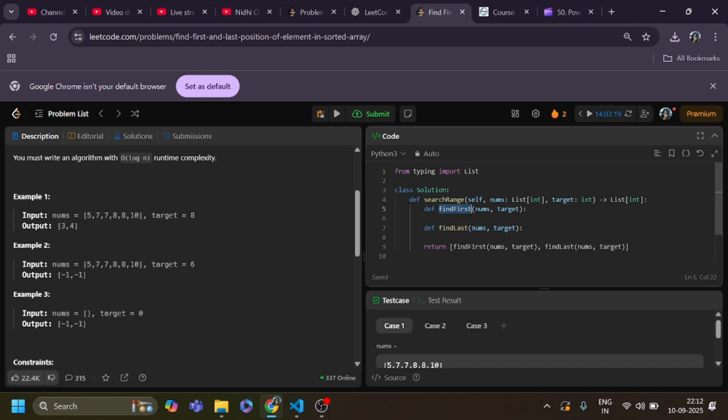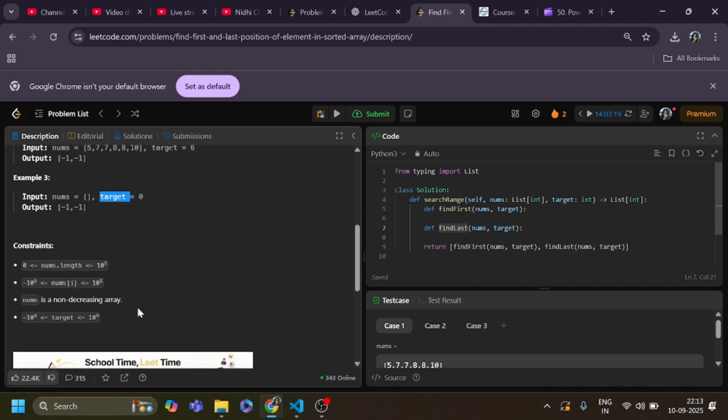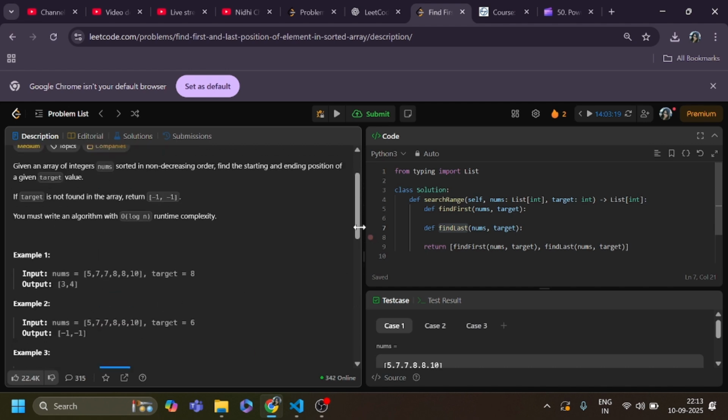Here we have two functions, find first and find last. If you have an empty numbers array and target equals 0, the output will be -1 comma -1. So here you need to define two functions. We already defined two functions here, and I need to write code for finding the first number.